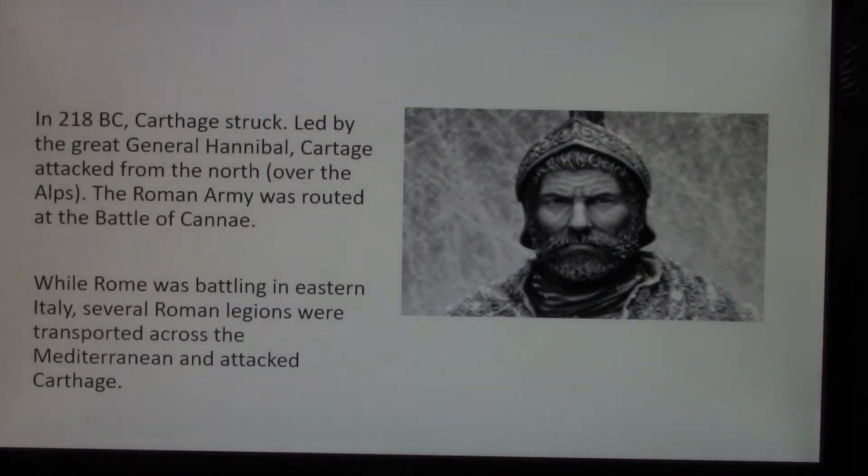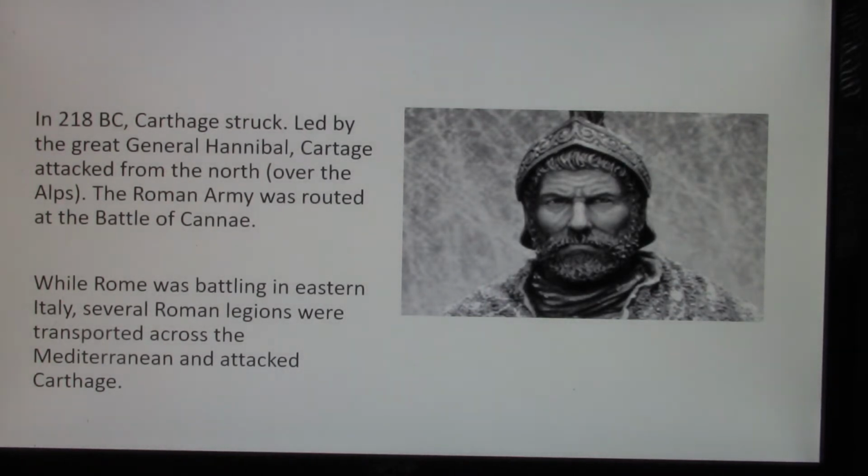But in 218 BC, this time Carthage struck. Carthage was led by the great general Hannibal. Carthage would go through Spain, over the Alps, and attack Rome from the north. The Roman army was routed at the Battle of Cannae.